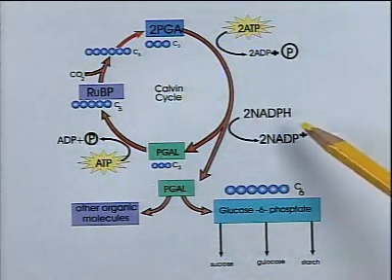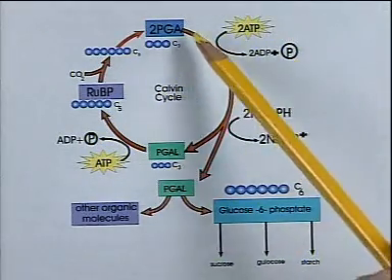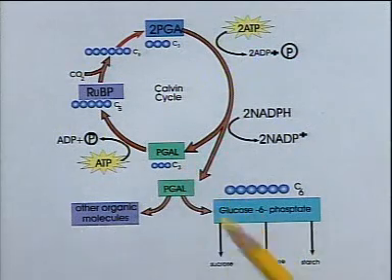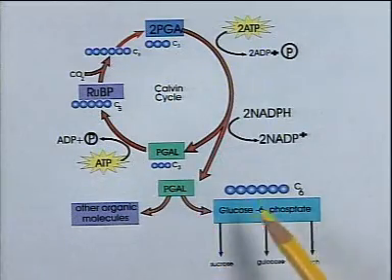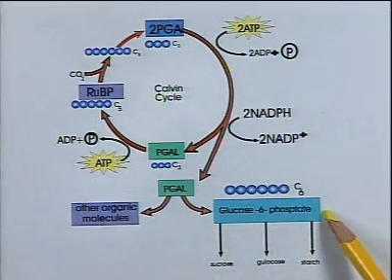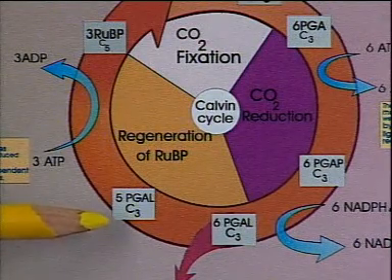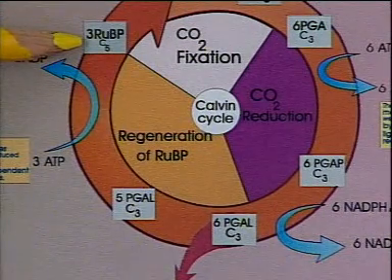The NADPH and ATP are used in the reduction of phosphoglycerate to a triose, or 3-carbon compound, termed phosphoglyceraldehyde. This is the end product of the cycle. Outside the cycle, the two PGA molecules can combine to give glucose 6-phosphate. For every 3 turns of this cycle, 5 molecules of PGAL are used to reform 3 molecules of RuBP.